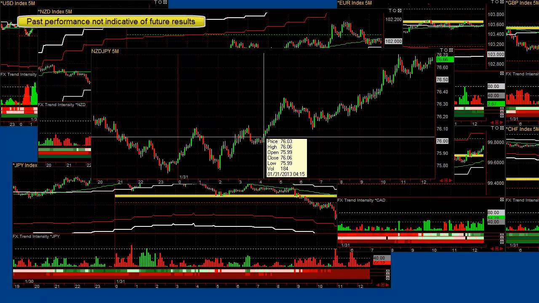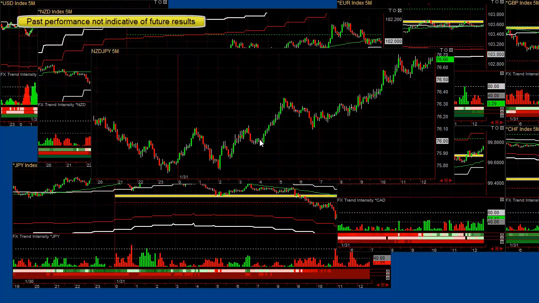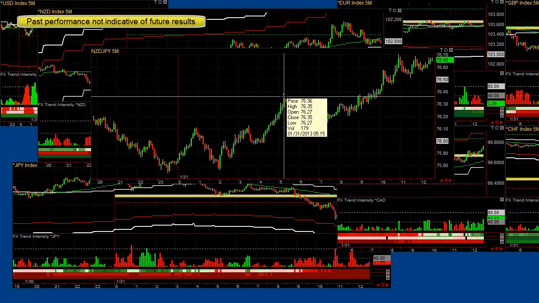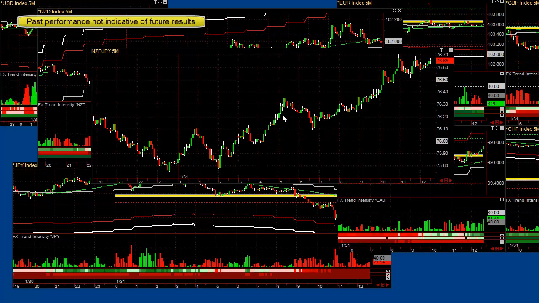Here's 4 o'clock, and notice the breakout didn't occur until 15 minutes later. You had a 15-minute head start to be aware of this pair, and it went from 04 up to 36. That's a 32 pip move.